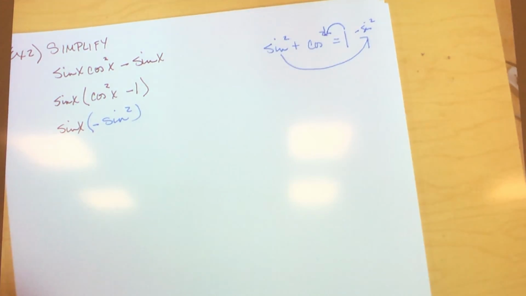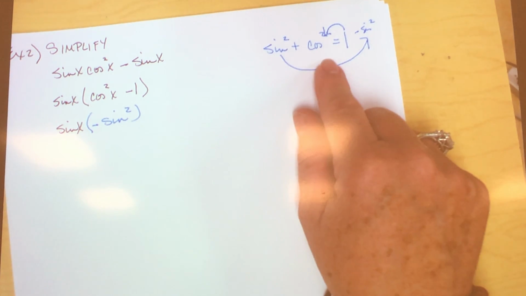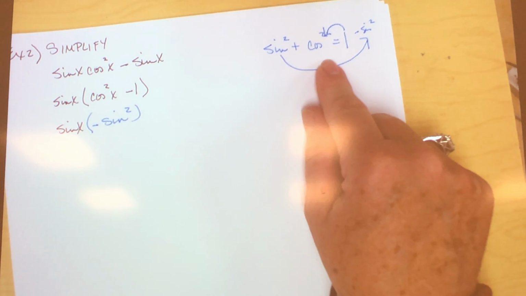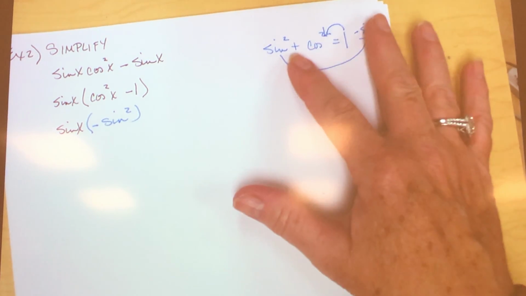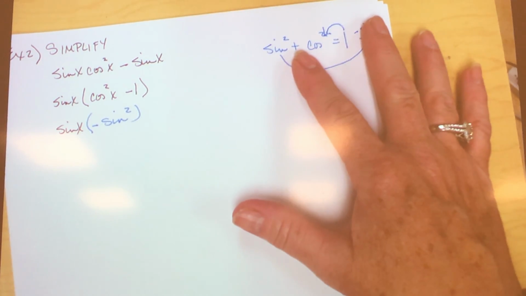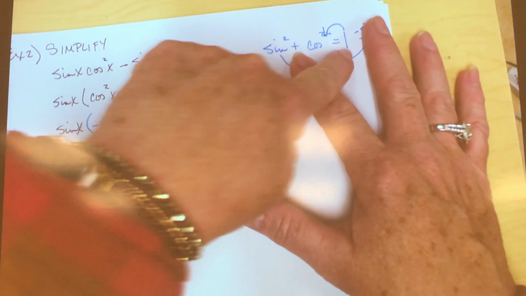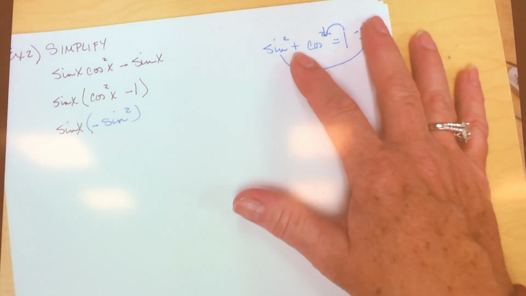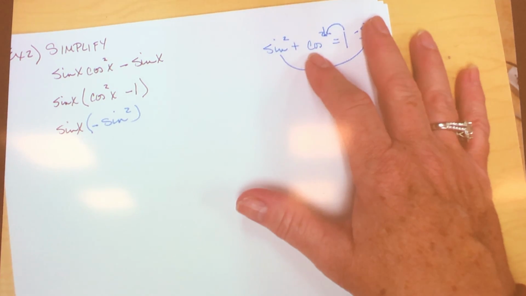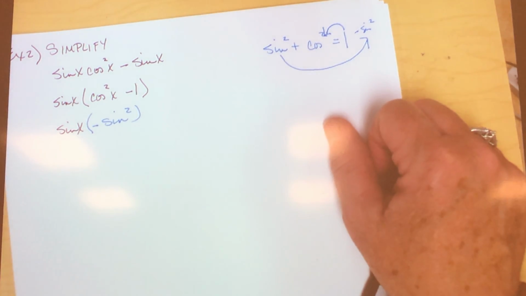Okay, so watch this. Let me ask you this question. What is 1 minus sine squared equal to? Don't say it out loud. What is 1 minus sine squared equal to? Here's the identity right there. If you got 1 and you pull this sine squared over here, it becomes minus sine squared. What do you have left over here? Cosine squared. Do you see what I'm saying?